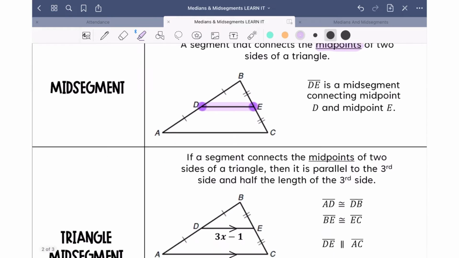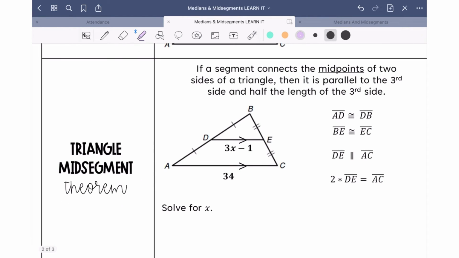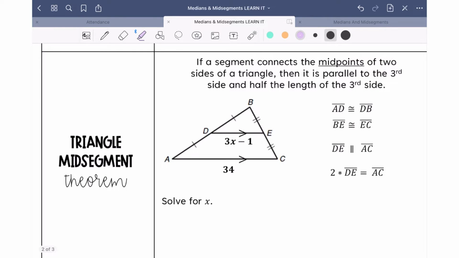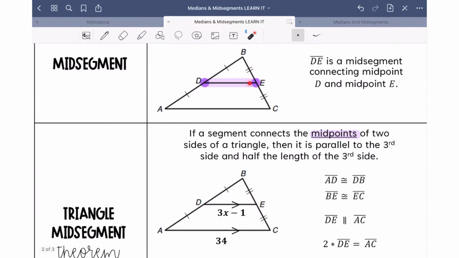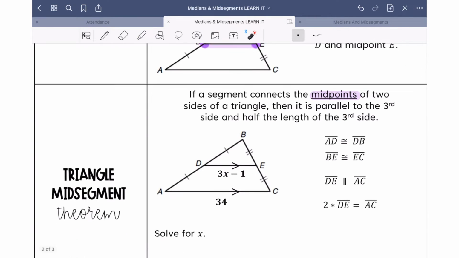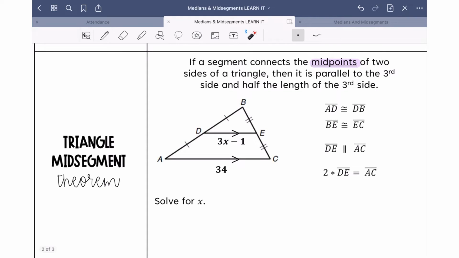Okay, let's move forward. Now this theorem, this is the relationship that is so important with midsegments. This is what it will look like on your test, and this is the example that I'm going to do with you. So write down the algebra that I do, but first let's read the theorem. It says if a segment connects the midpoints of two sides of a triangle, which is what we saw here, a segment that connects two midpoints right here. It's the same picture. I just added algebra to it.